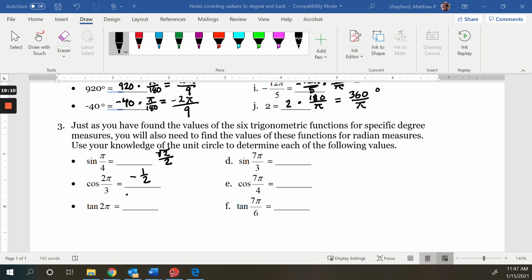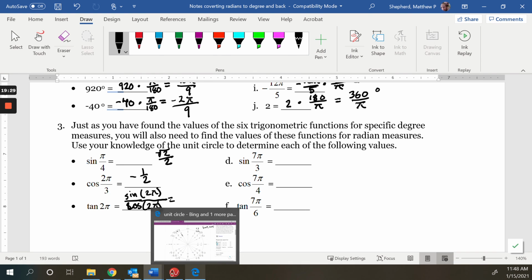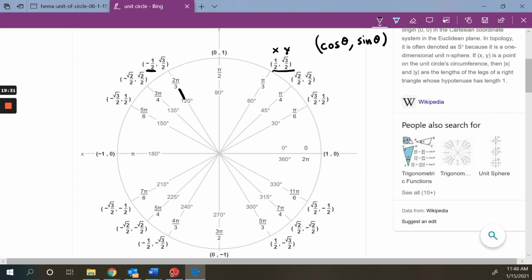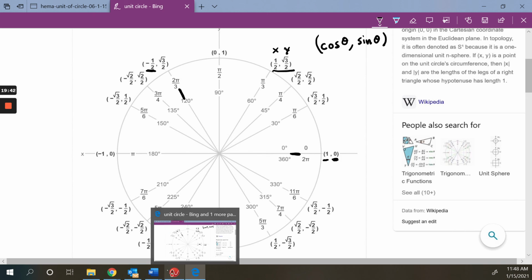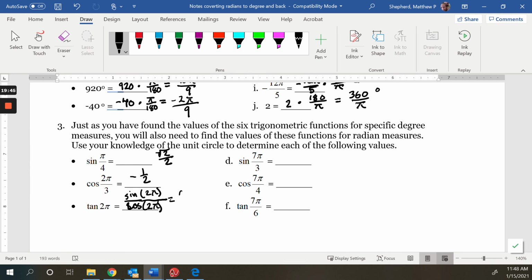Tangent is the sine over the cosine. Okay, so we're going to want to put our y value over our x value. So coming back here, here's 2 pi. It's the same as 360 degrees. So we've got sine, which was 0, divided by cosine, which is 1. So 0 over 1, which is just 0.